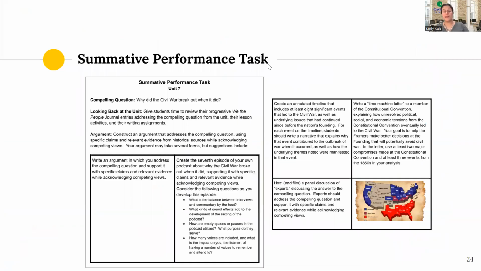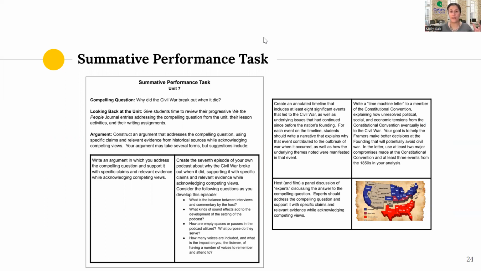The summative performance task in this unit gives kids a few different options. So one thing they can do is write an argument. They can create a podcast. They can create an annotated timeline. They can also create a time machine letter to a member of the Constitutional Convention to help the framers make better decisions to avoid a civil war. And they also have the option of hosting and filming a panel discussion.